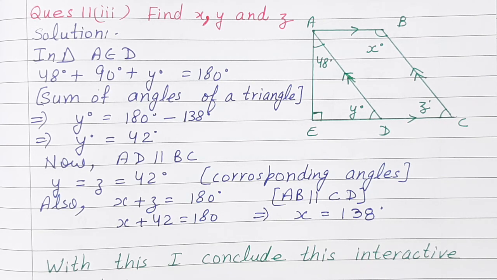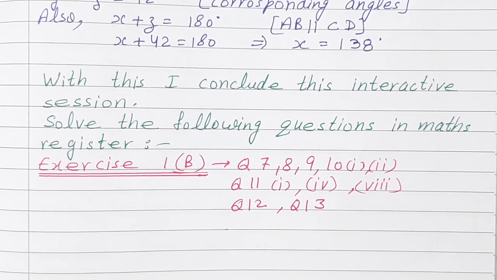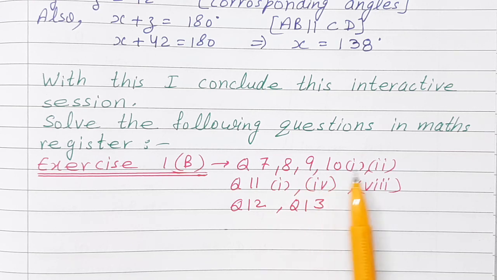Now children, with this I conclude this interactive session. I hope you understood well. Please go through all the examples given in your book and all the discussions that we have done in the assignment. Now you have to solve the following questions in your maths register. Questions from exercise 1B, question number 7, 8, 9, 10, first and second part, question number 11, first, fourth and eighth part, then questions 12 and 13.